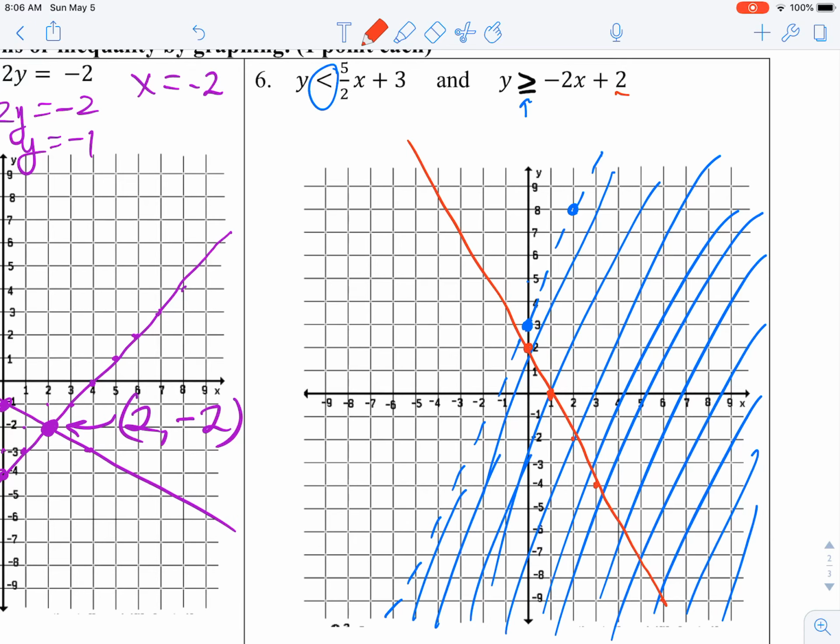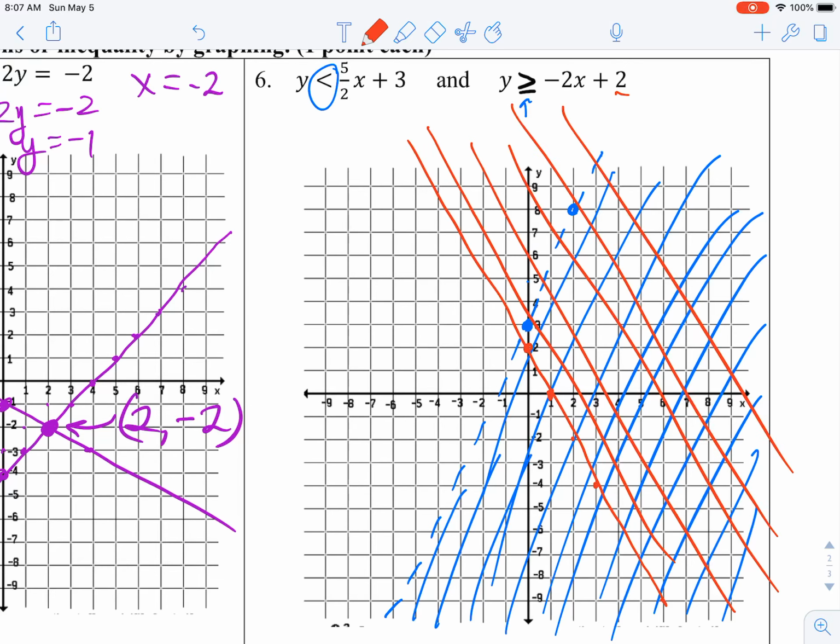There we go. And it says y is greater than those values. So that's kind of where you would go if you wanted to get wet from the rain coming straight down. So that would be this way. And there we go. Now it's a little hard to see, especially on here. If you shade with your pencil, it looks much nicer.